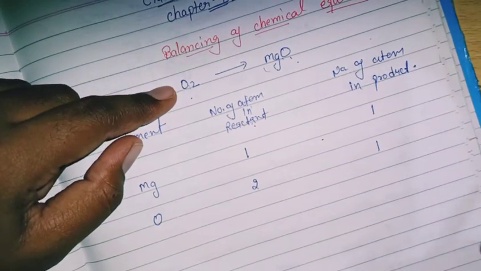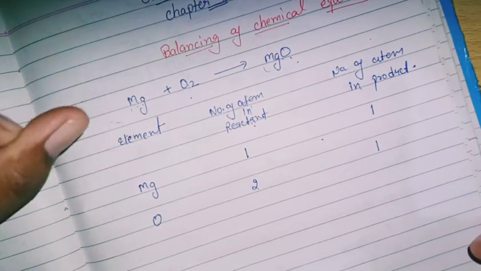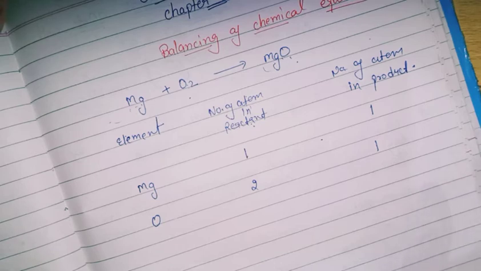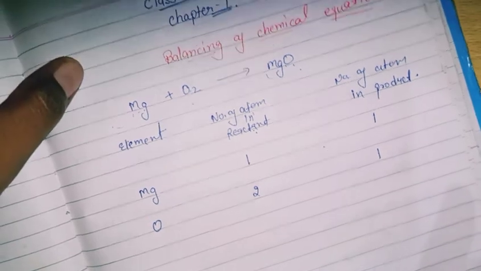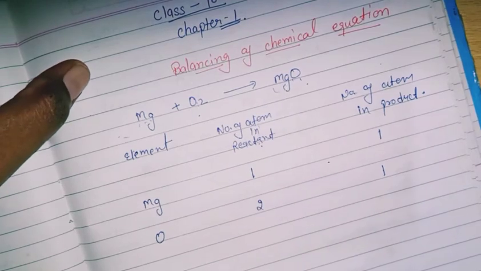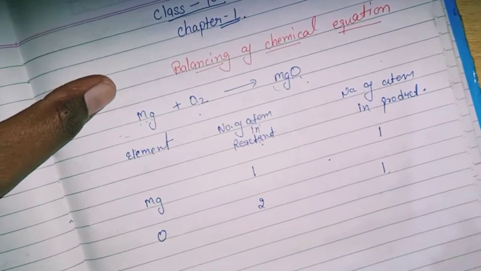So according to the law of conservation of mass, in a chemical reaction, mass can neither be created nor destroyed. Total mass will remain the same. So on the basis of that law, all your elements should be the same on the reactant side and the product side. So you have to balance the oxygen here.